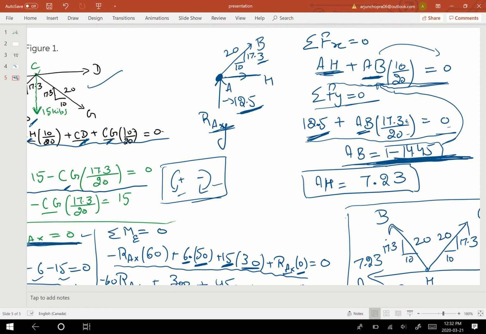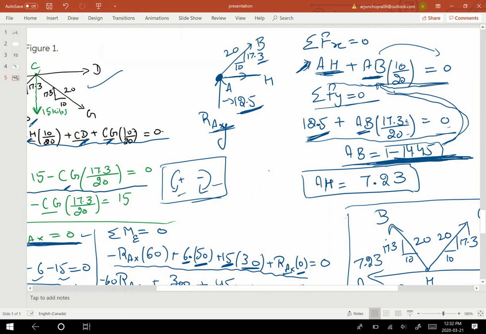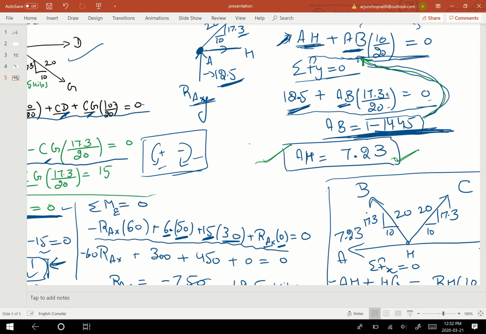From here I figured out the AB value, and once I figured out the AB value, I'll put that value back in the sigma Fx equation. I need to change the color. So I will put this value back in here, and that's going to give me the AH value, and the AH value comes out to be 7.23.